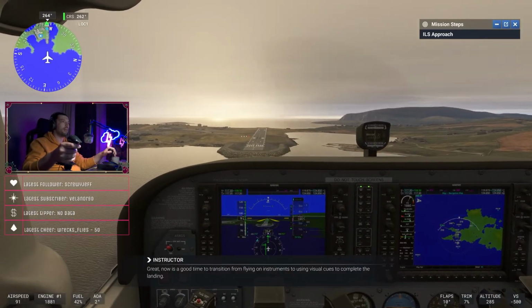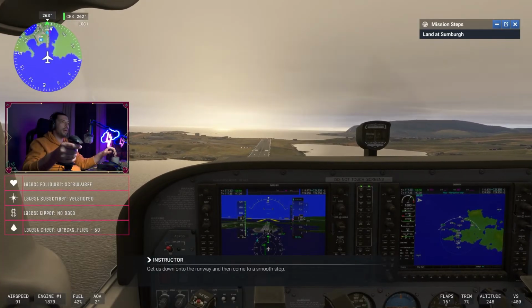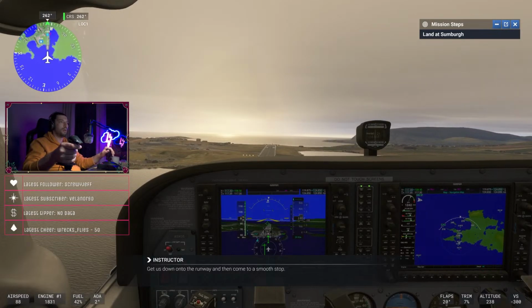Now is a good time to transition from flying on instruments to using visual cues to complete the landing. Flaps level 2. Okay. Cast down onto the runway and then come to a smooth stop.